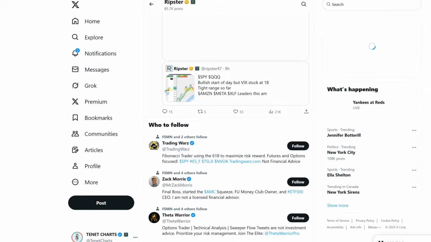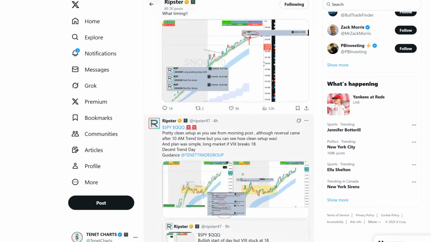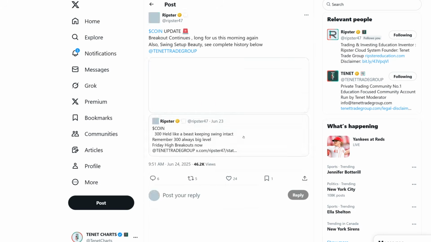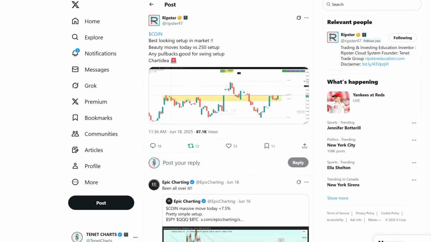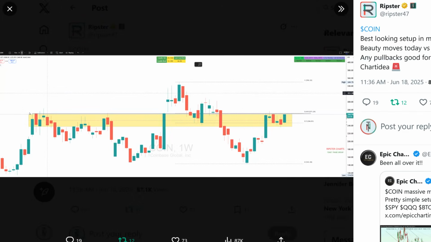But let's see what I was saying on Coin. Let's take a look and understand what Coin was actually doing. So we're going to go back and start from this setup. What did I say? Best looking. We'll talk about the day trade, but let's talk about the swing setup, right? We have a catalyst, the stablecoin GENIUS Act, so we have that bullish catalyst. Best looking setup. You need to start drawing your lines here: resistance, support, range. Build the range breakout setups. That will give you the confidence.